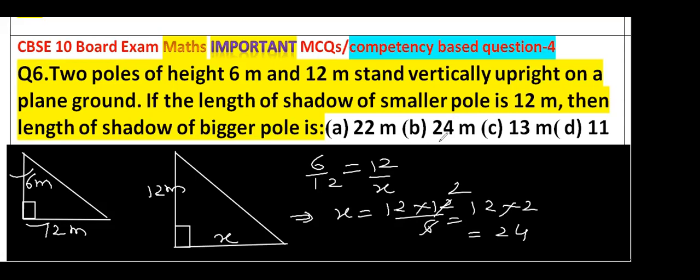Therefore, 24 meter, this B is the correct option here. Then we can write that the length of the shadow of the bigger pole is 24 meter. B is the correct option.